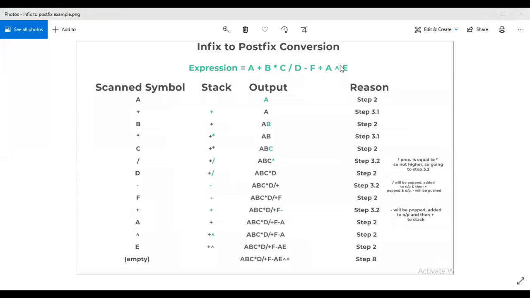Is it visible also? Can anybody reply? Is it visible?